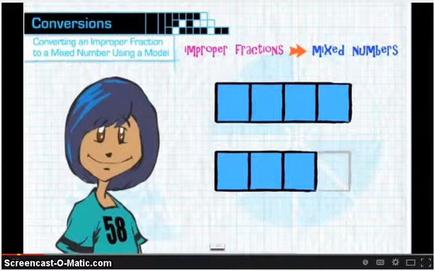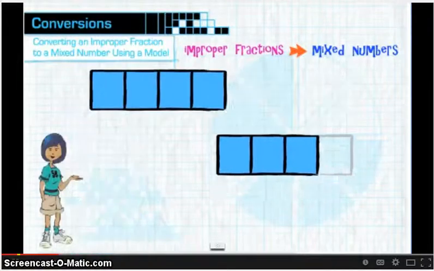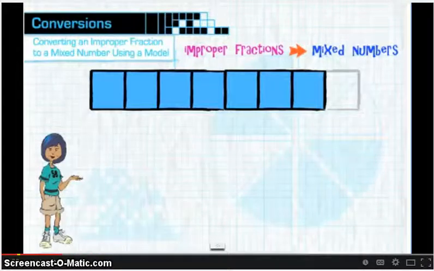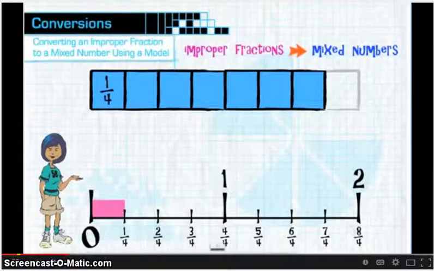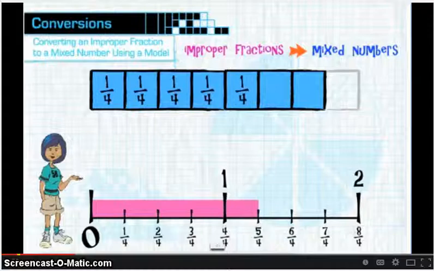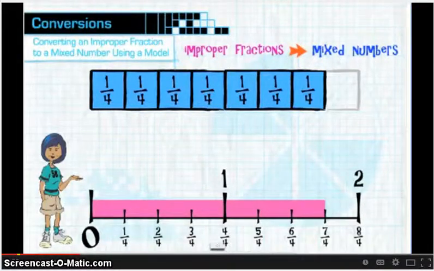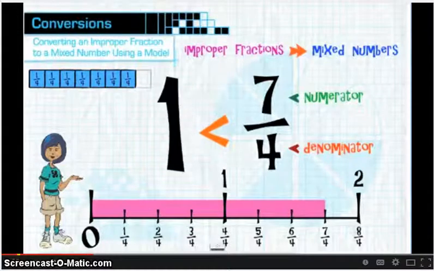Check out the two 4-section fraction bars. All 4 sections are shaded blue in the first bar, and 3 of the 4 sections are shaded blue in the second bar. If we are only interested in the parts that are shaded blue, and we know each section is 1/4 of each bar, we can easily count 1/4, 2/4, 3/4, 4/4, 5/4, 6/4, 7/4. Since the numerator is clearly larger than the denominator, we can write 7/4 as an improper fraction, and we know that it has a value greater than 1.